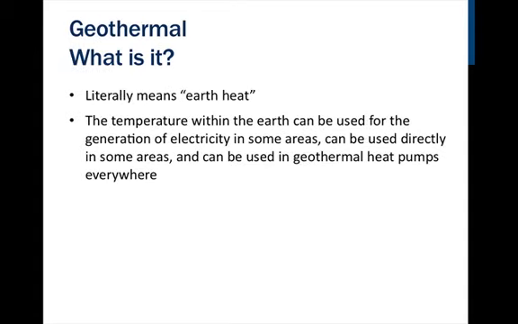Next, we'll discuss geothermal systems. Geothermal literally means earth heat. The temperature within the earth increases with depth. Geothermal can be used for the generation of electricity in some areas, can be used directly in some areas, and can be used in geothermal heat pumps everywhere.